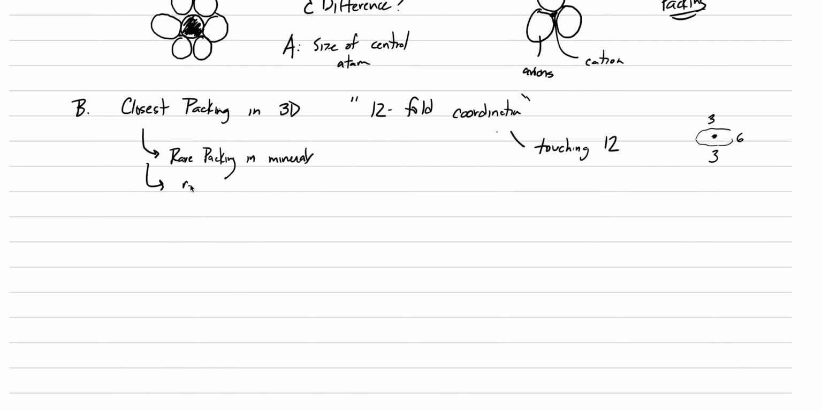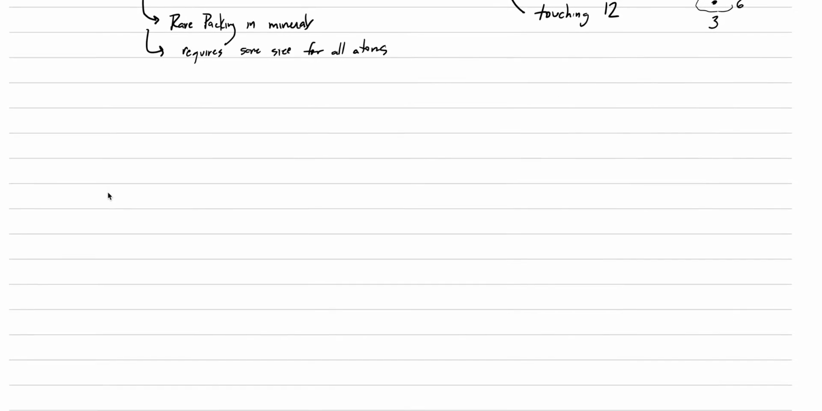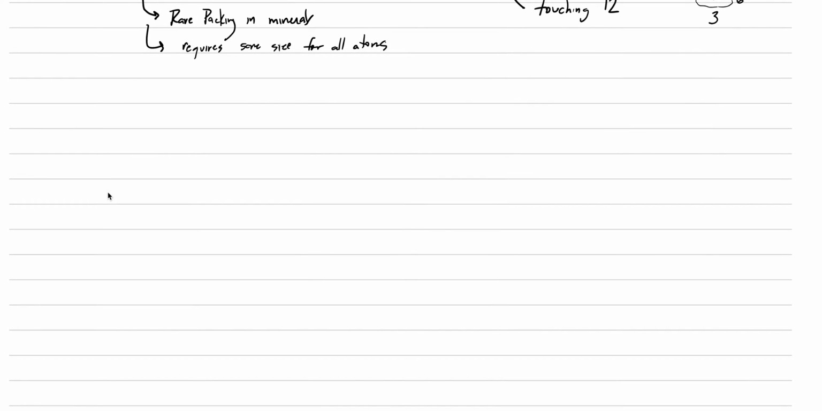Okay, so we're just going to say that it requires the same size for all atoms. So maybe if your mineral was gold and the center was gold and surrounding it was gold, well then you'd get that closest packing of 12. Let's keep going through here.